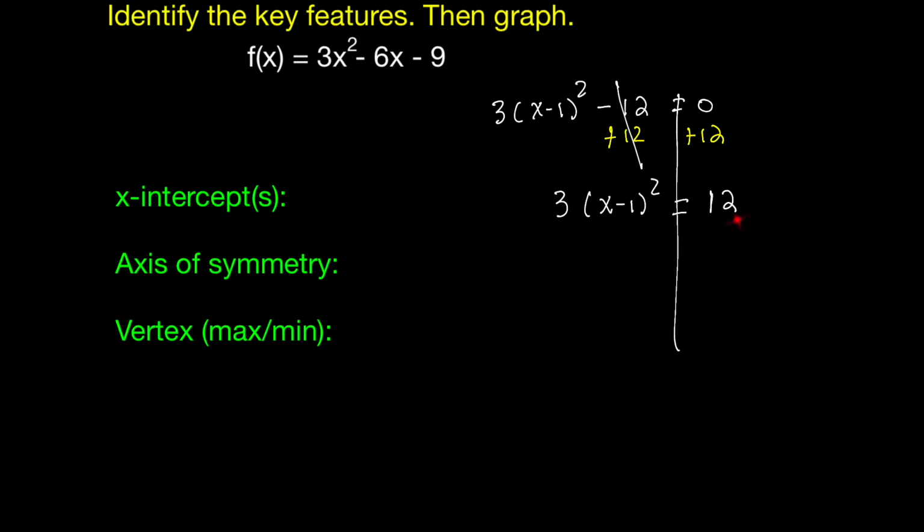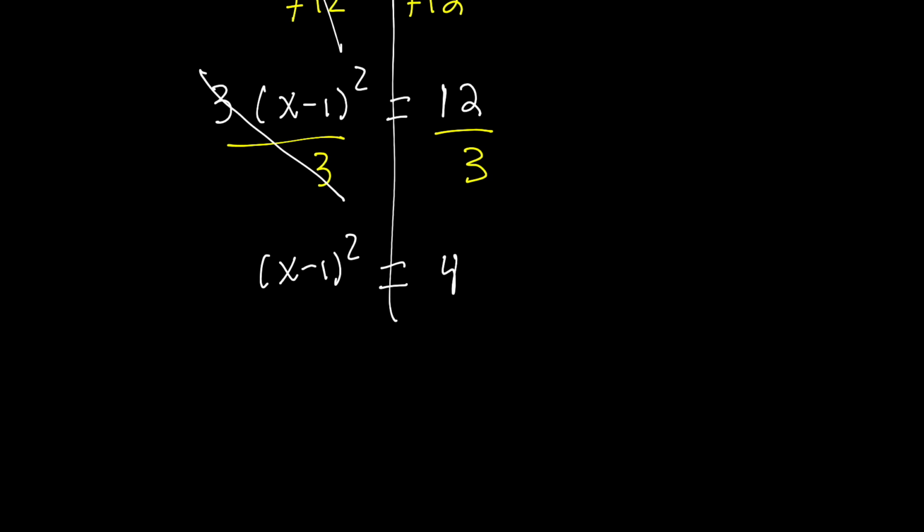Now here, to proceed, I'm going to divide by 3 on both sides. On the left, the 3s are going to cancel out, leaving me with the quantity x minus 1 squared, and then on the right hand side, 12 divided by 3 is going to give me a 4. To get rid of the square, I am going to square root both sides. On the left hand side, the square and the square root cancel out, leaving me with the x minus 1. And on the right hand side, we're going to get plus or minus, and the square root of 4 is 2. Now to isolate x, I add 1 to both sides.